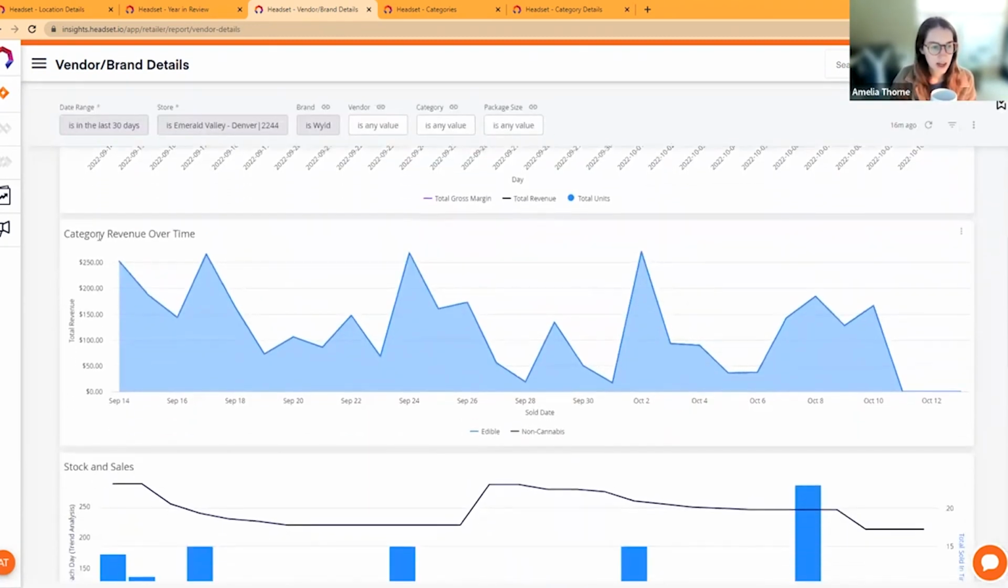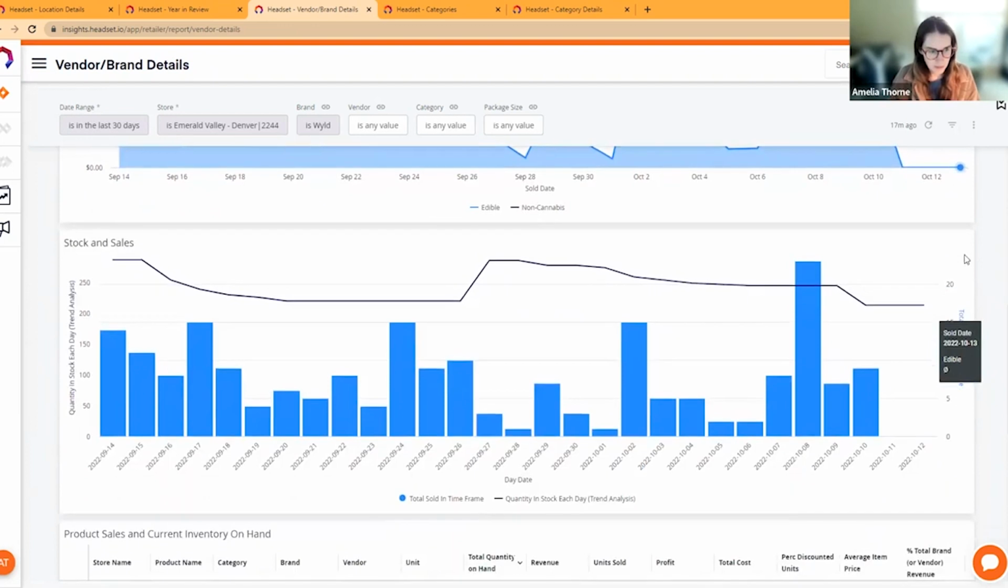All right, if this brand had multiple categories, then we could see different category shares over time represented by different colors. But because we only have edibles for Wild, that's only showing one color here. Stock and sale information is interesting to me. This is a cool graph to look at if you're curious about how you're stocked with this particular brand.